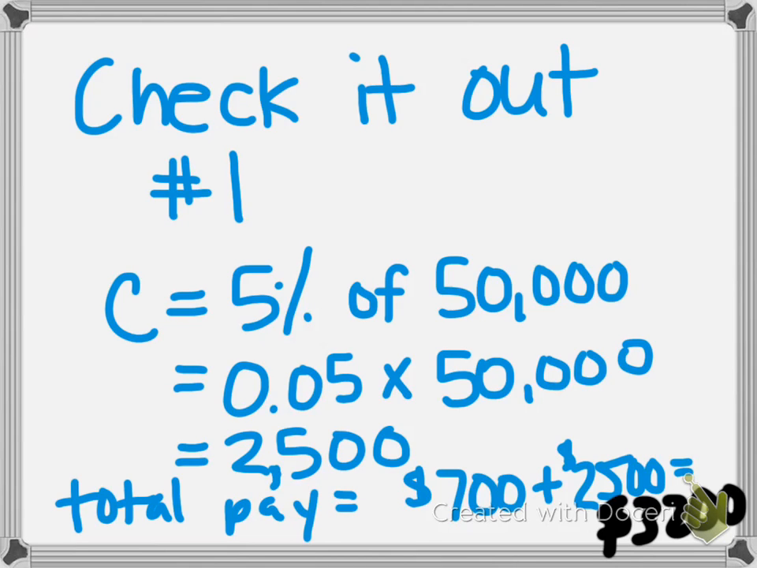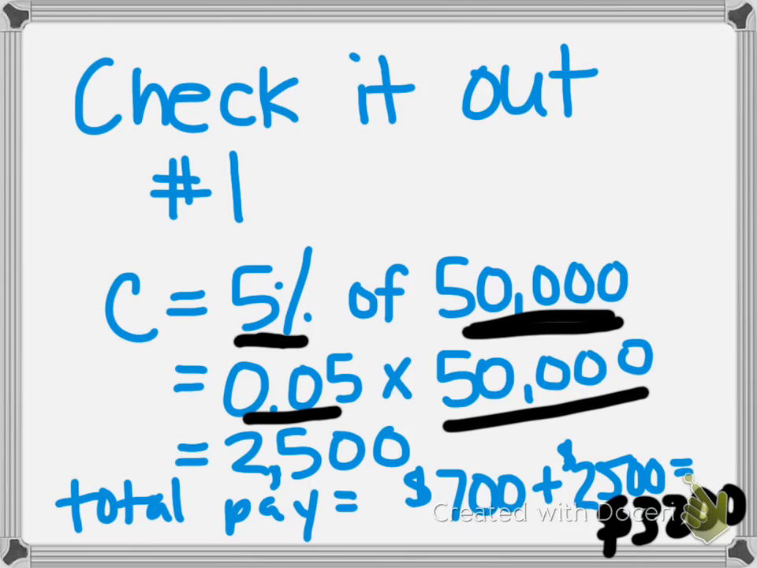Now what I want you to do is complete Check It Out number 1 and check your work. Please pause the video. Looking at the answer for Check It Out number 1, 5% commission of his total sales of one sports car at a cost of $50,000. So we changed the percent to a decimal, which is 0.05, and then multiplied by 50,000. So we got $2,500. The total pay then is $700, his monthly salary, plus the $2,500 comes out to $3,200.